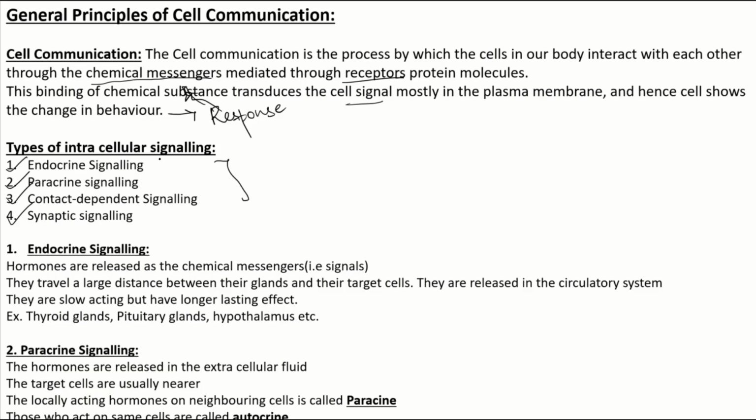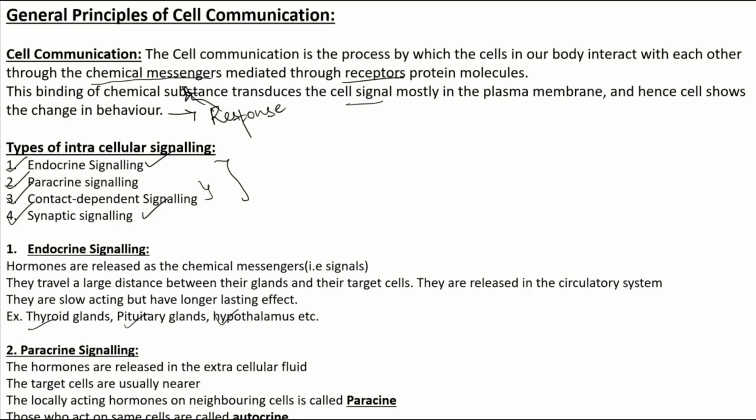I think in your previous classes you have learned about endocrine signaling and synaptic signaling, because these are the basic things. Now we shall get to know more about paracrine and contact dependent signaling. Starting with endocrine signaling: what do you mean by endocrine signaling? Hormones are released as the chemical messengers, that is, signals. Endocrine means the endocrine system, that is, all the glands present, for example the thyroid gland, pituitary gland, hypothalamus, etc. We have so many glands in our body releasing numerous hormones.